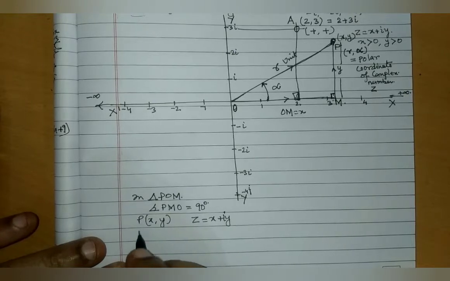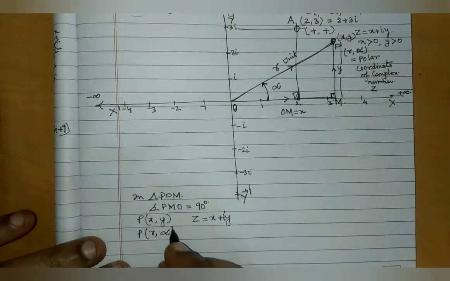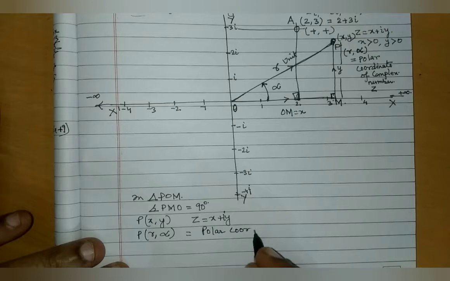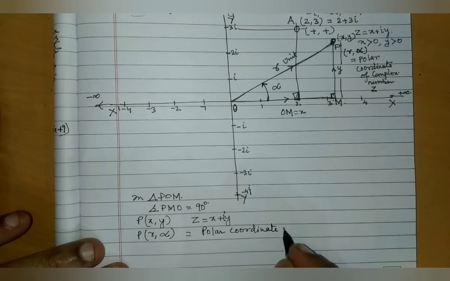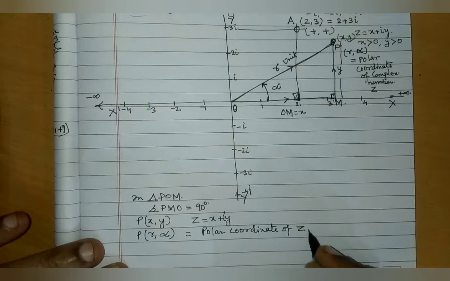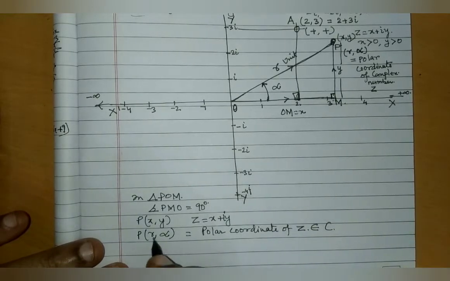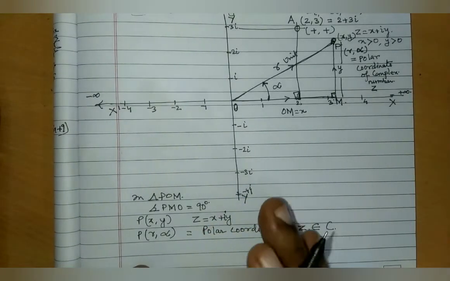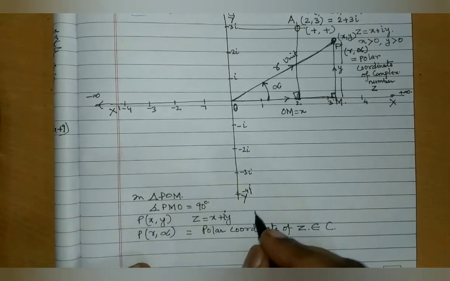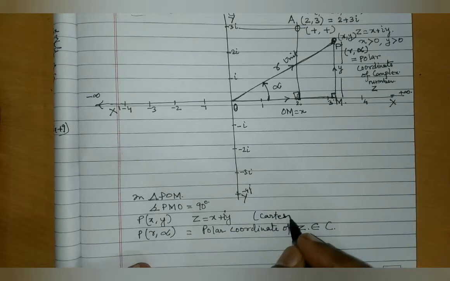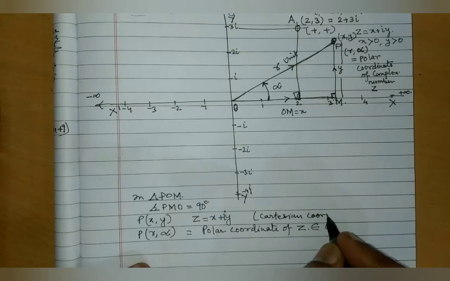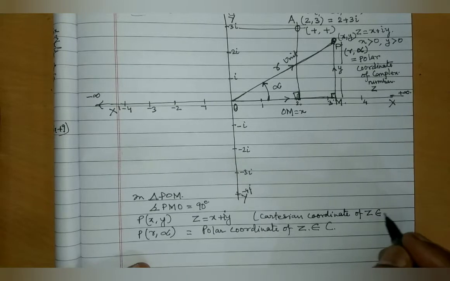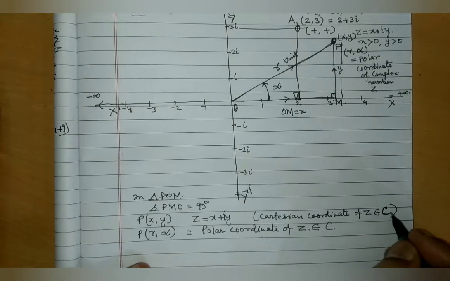So P (r, alpha) is the polar coordinate of z, meaning complex number z belonging to C. Now here we will just take the relationship between the Cartesian coordinate and the polar coordinate of z. C means the set of complex numbers.